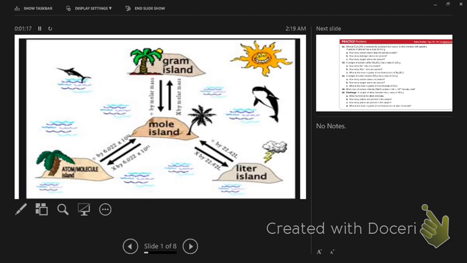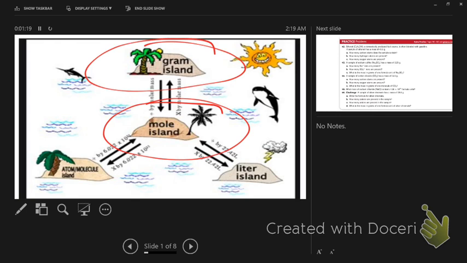Okay, so the mole island graphic that I was telling you about the other day: we have mole island here in the middle, we have gram island here, and then of course this is mass. We have a liter island down here, and this is volume. And then atoms and molecules, this, of course, is particles.